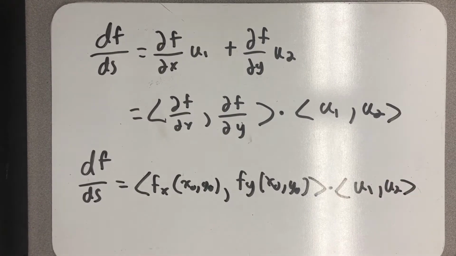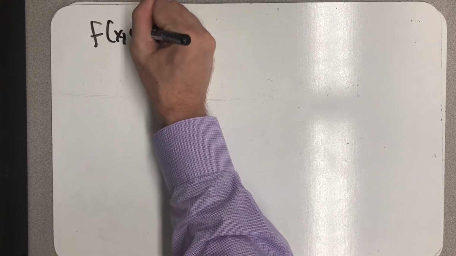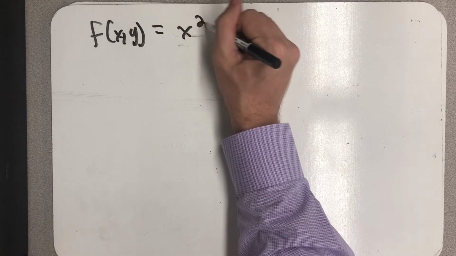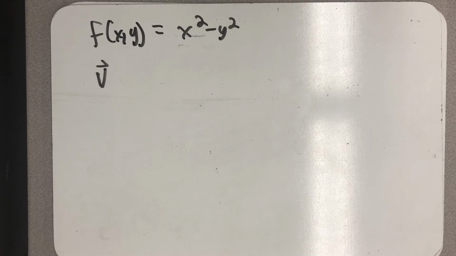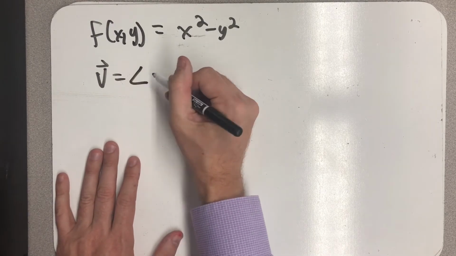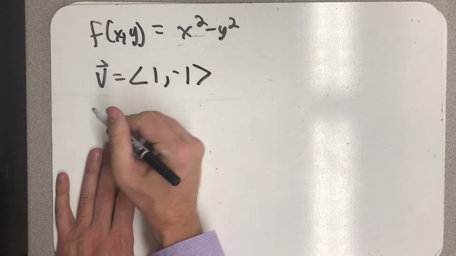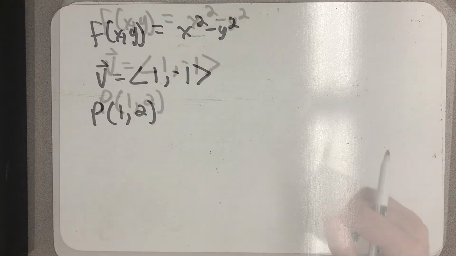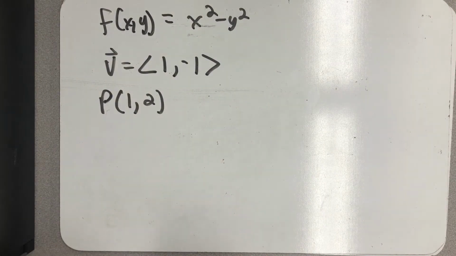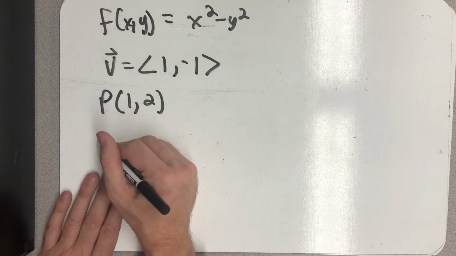So let's think about the example we did by using the definition in the last video. f of x comma y was x squared minus y squared. We started with the vector v being the vector 1 minus 1. And we were moving away from the point 1 comma 2. So let's see what happens if we calculate our directional derivative using this new idea.